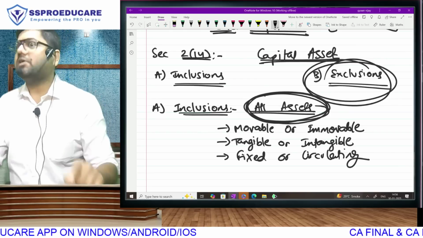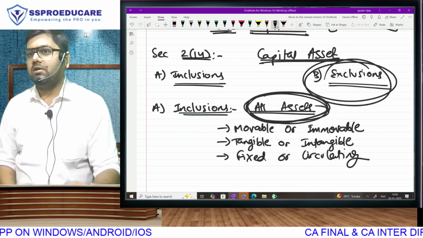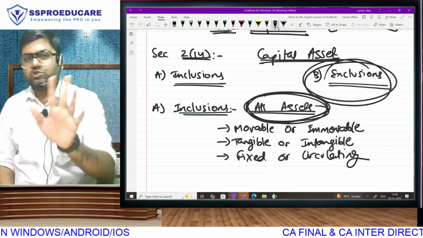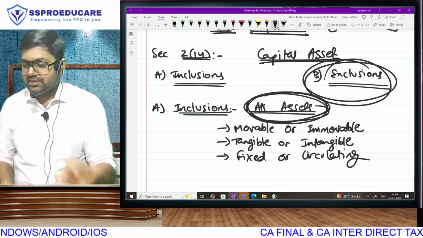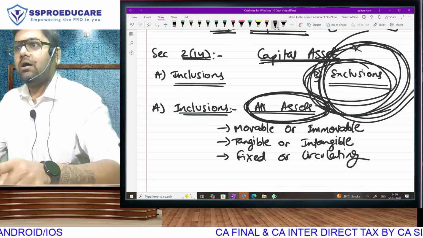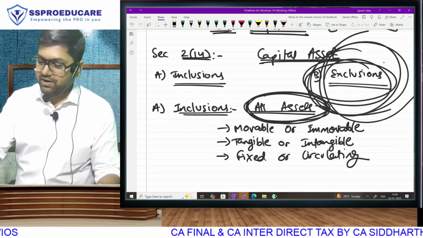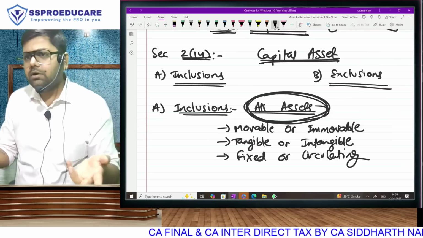I was never interested in the exclusions, please understand. But now I have no choice but to go and learn the exclusions. In exam, I will solve a question: if the asset is anything other than this, then it is a capital asset. Anything that is not excluded is included.